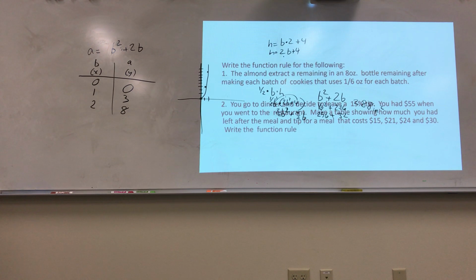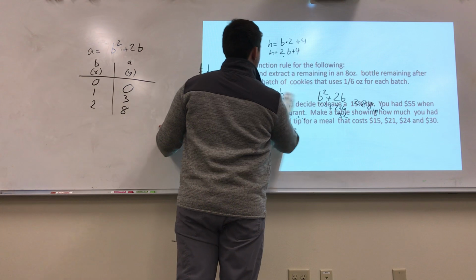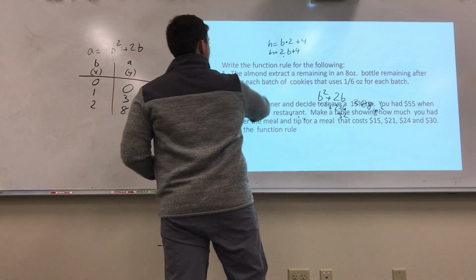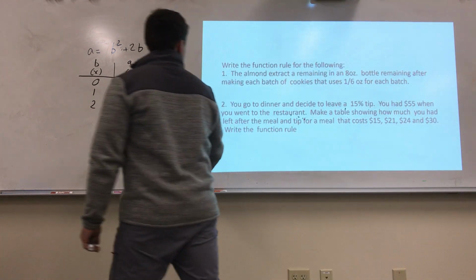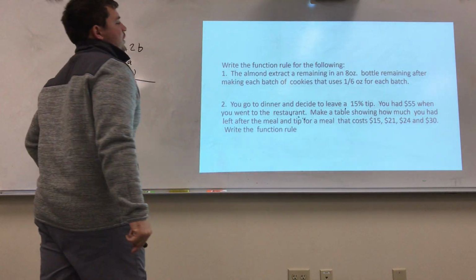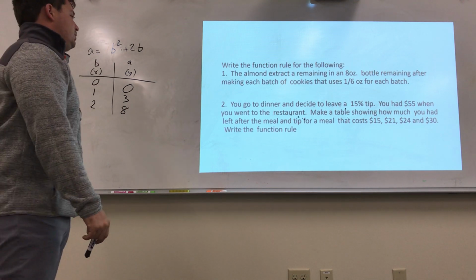Okay, write the function rule for the following. Let me erase this so you can see it. Alright. Write the function rule for the following. The almond extract remaining in an 8-ounce bottle after taking each batch of cookies that uses 1/4 of an ounce for each batch. Okay, so you want to know what's remaining after each batch.